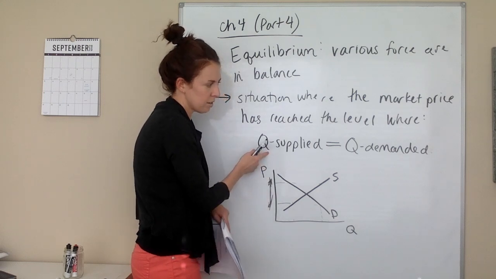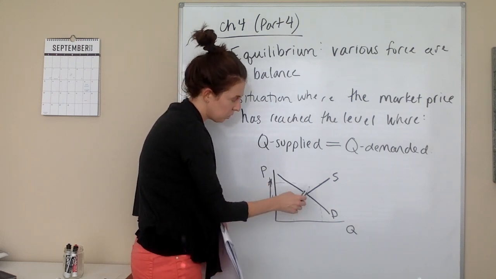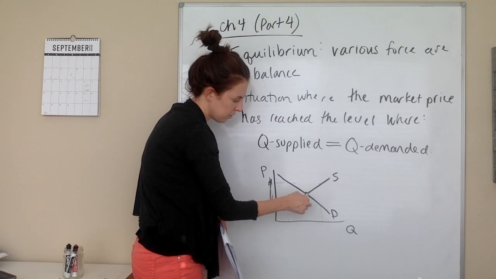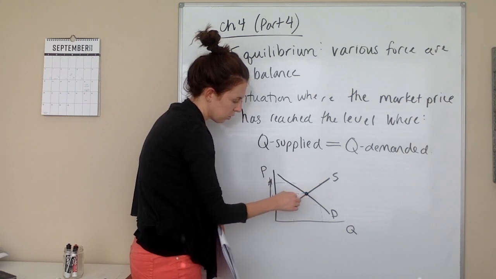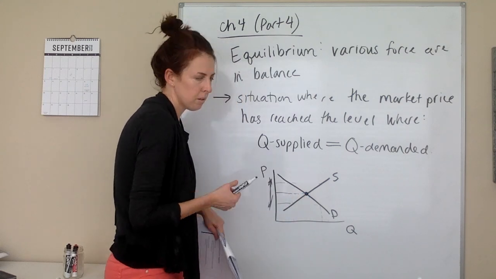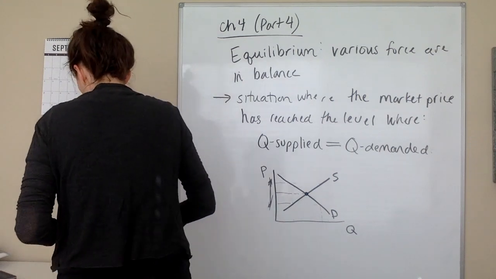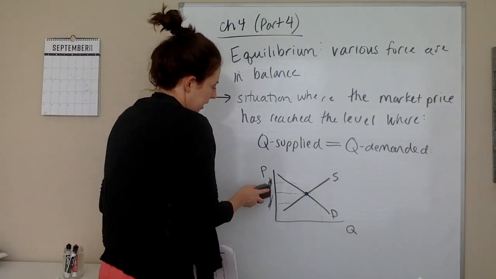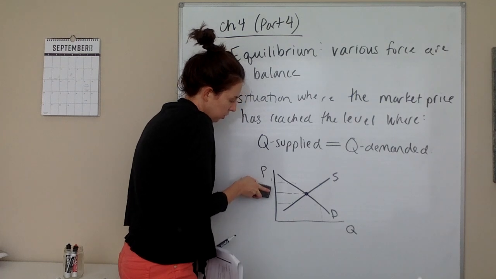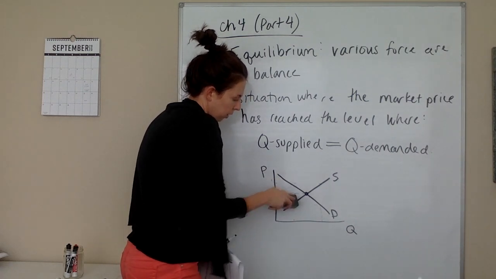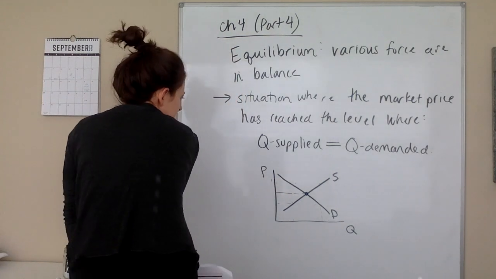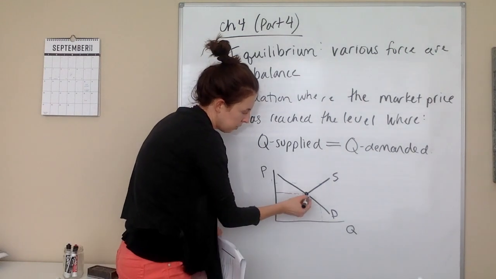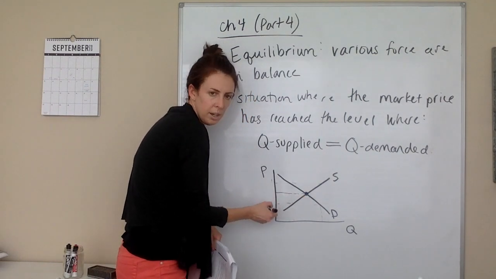So where is quantity supplied equal to quantity demanded? It's equal at the intersection of these two curves. And that corresponds to a particular price. So at the intersection of these two curves, what I have written is that we're going to get an equilibrium, which means the price is going to quit going up and down.